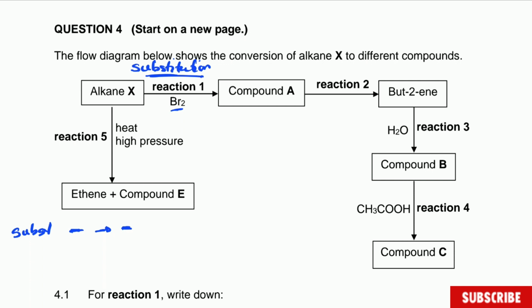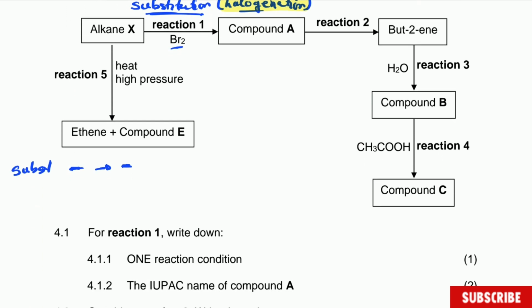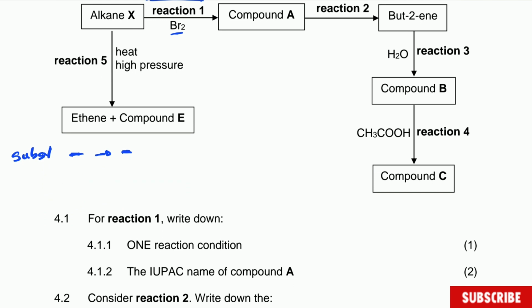because you are adding halogens there. Now to identify the type of reaction is quite important, otherwise you will struggle to answer this question. Now the reaction conditions here is heat or sunlight. One reaction condition, I'm going to write both of them, heat or sunlight. Heat or sunlight, those are the two conditions for this type of reaction.